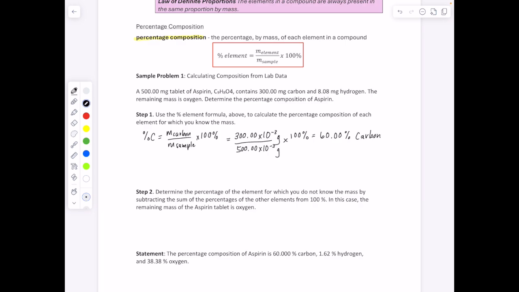We can do the same to find the percent composition of hydrogen, which is equal to the mass of hydrogen divided by the mass of the sample times 100%. The mass of hydrogen is 8.08 milligrams. We can also write that in grams as 8.08 times 10 to the power of negative 3 grams divided by 500 times 10 to the power of negative 3 grams times 100%. And we end up with 1.62% hydrogen.